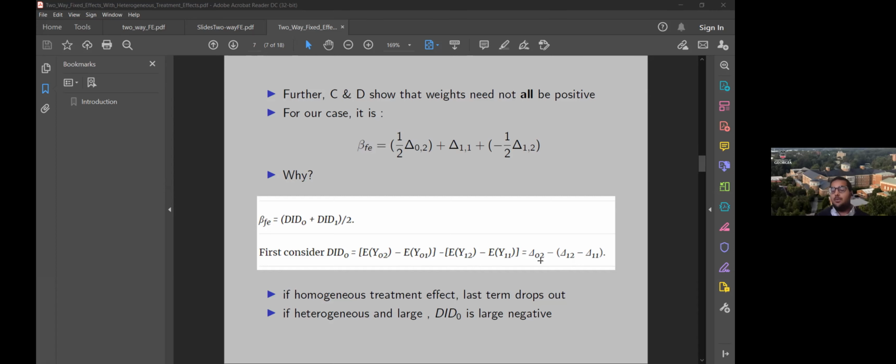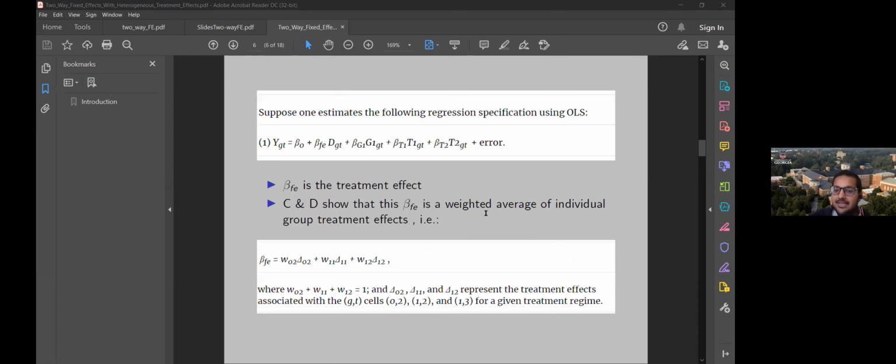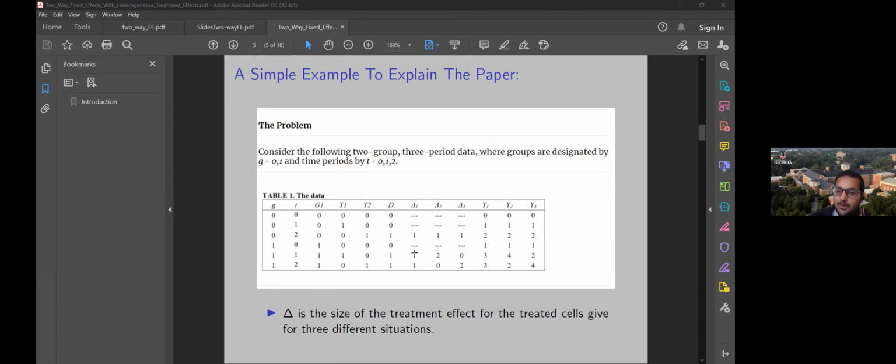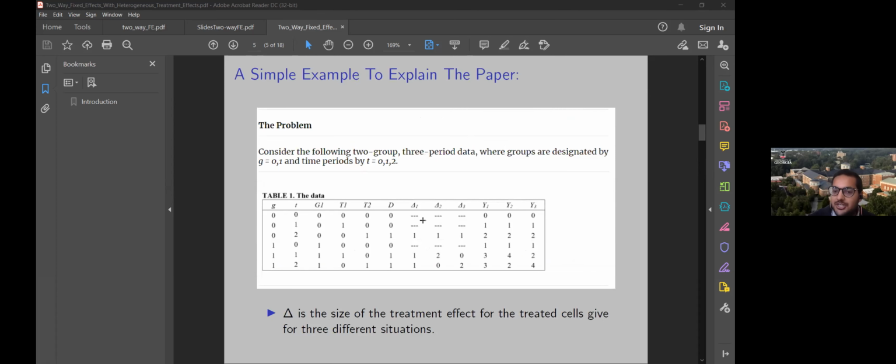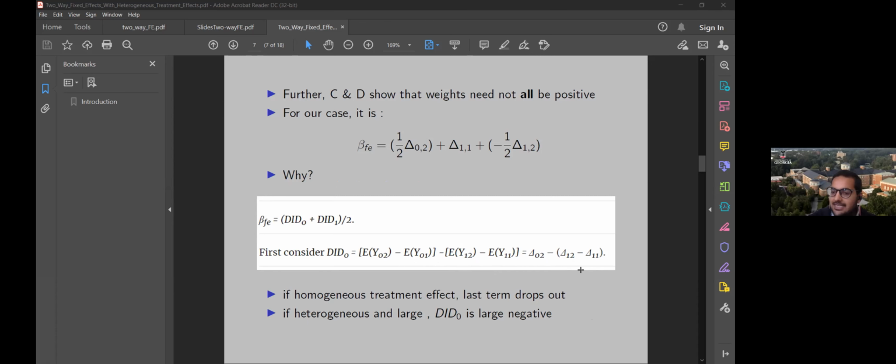And so now what's interesting is if there was homogeneous treatment effect, our delta 1,2 and delta 1,1 would just be 1, so they would just cancel out. And all you would have is the difference in difference for group 0 is just its own delta 0,2. However, in situation 2 and situation 3, we do have variation in treatment effect sizes. So this last term does not vanish. So this is where the difference in difference, our beta fixed effect, might not actually be the true individual treatment effect size. It could be overpowered by what's happening in this remaining term.